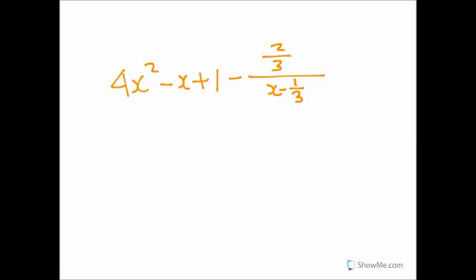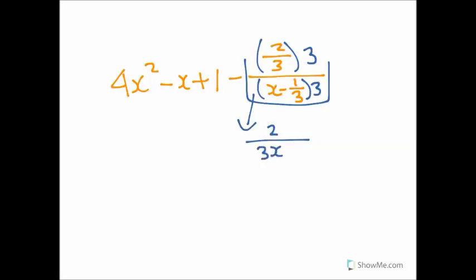Now we can simplify this entire fraction right here by multiplying everything by 3. So if we multiply both the numerator and the denominator by 3, this can simplify to 2 over 3x minus 1. And so our final answer can be written simply as 4x squared minus x plus 1 minus 2 over 3x minus 1.